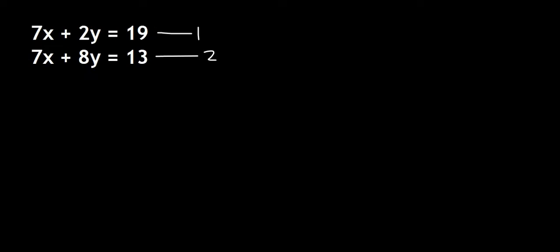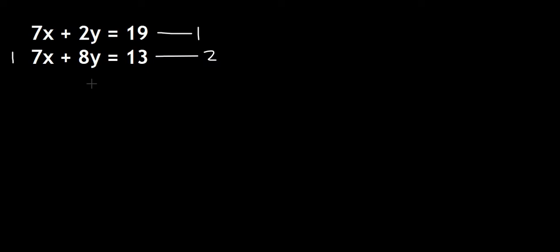Now we have another pair of simultaneous equations which we're going to solve right now. So 7x plus 2y equals 19 and 7x plus 8y equals 13. This one is also going to be simple. 7x plus 7x equals 14x, and then 2y plus 8y equals 10y. We have to eliminate one of the variables. The simplest is to first eliminate the variable x, because the number with x is 7 in both the equations, so it's going to be really simple.